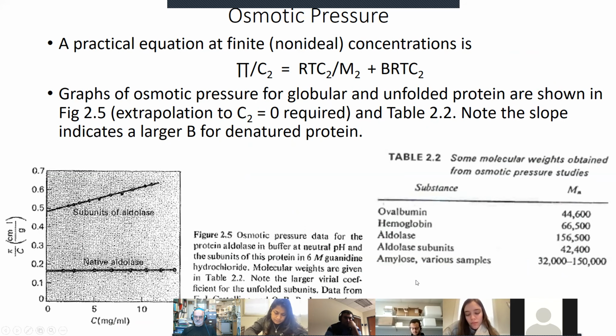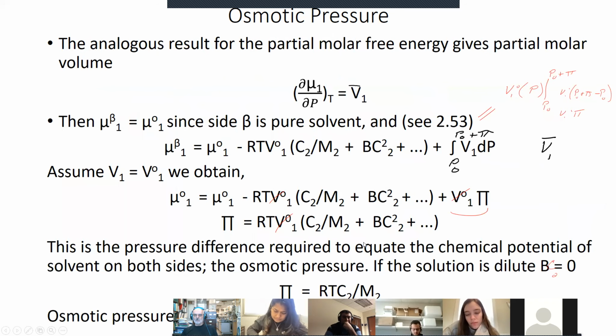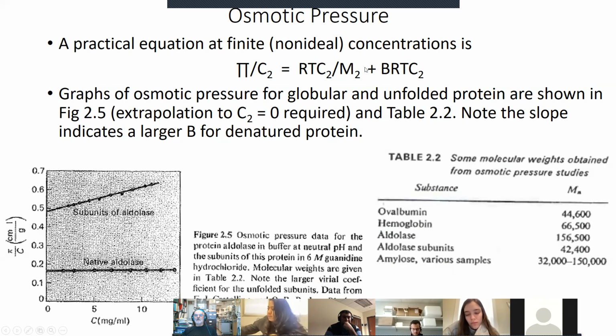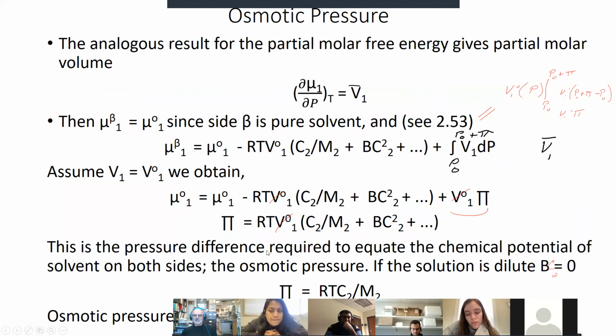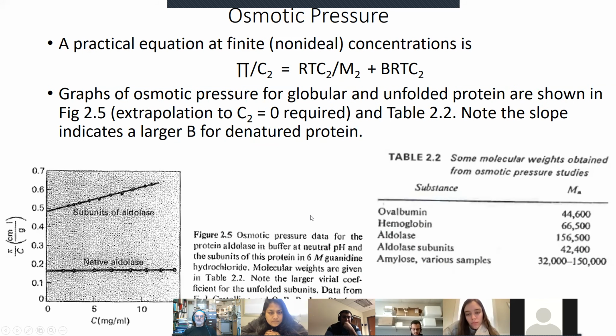And so we're going to stop with this slide. So at a real concentration where we have non-ideality, this is the equation we're going to get. What you'll notice has happened here is we've brought C to the other side. So RT is now on both terms. So this quotient, osmotic pressure divided by weight concentration, is equal to RT over M plus BRT times C.